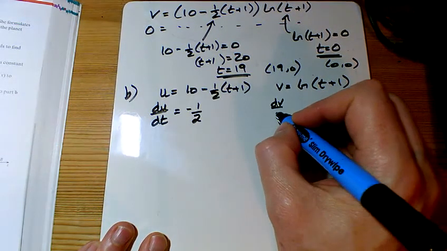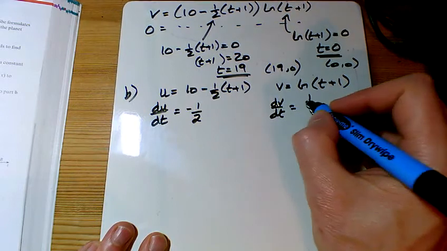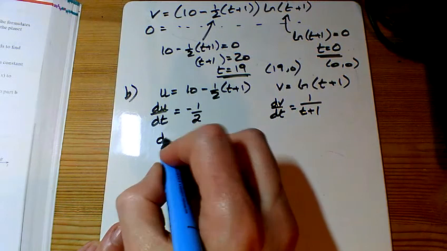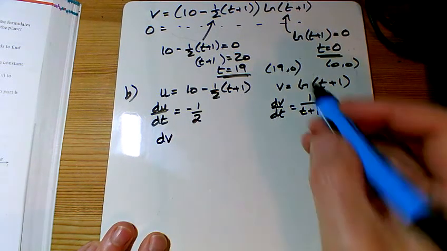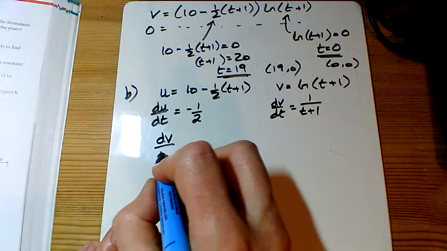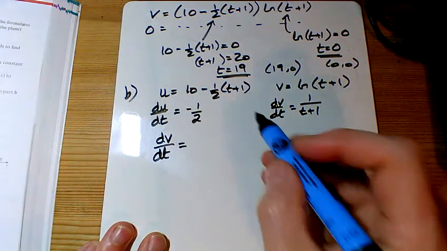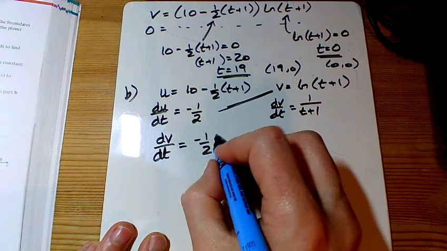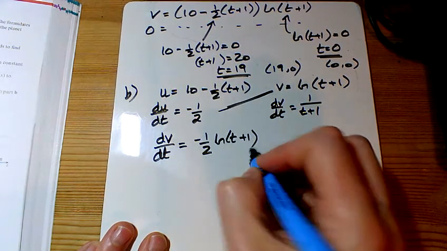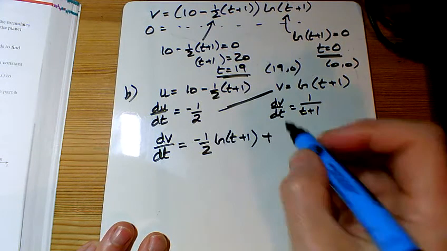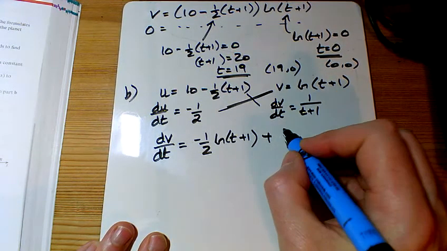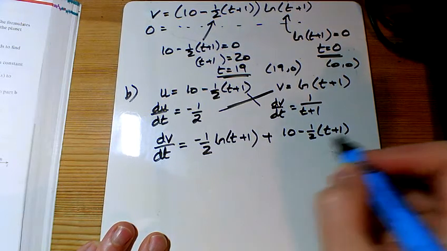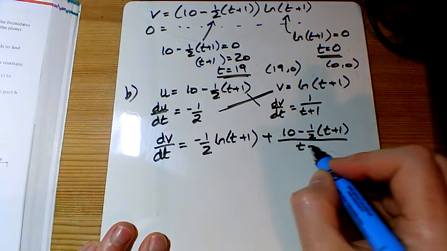And this one here, dv by dt, the ln goes to 1 over t plus 1. I don't like using v again. I've used v there and v there, which is a bit annoying, but I've kept my wits about me, so I'm okay. It's these two things times together, so I've got minus a half the ln of t plus 1, plus these two things times together, so 10 minus a half t plus 1 all divided by t plus 1.